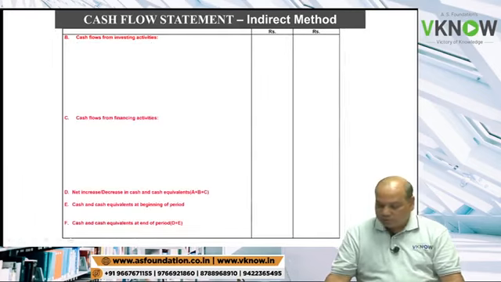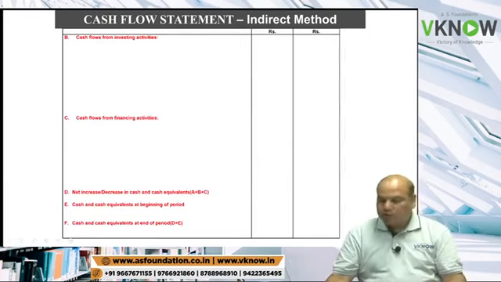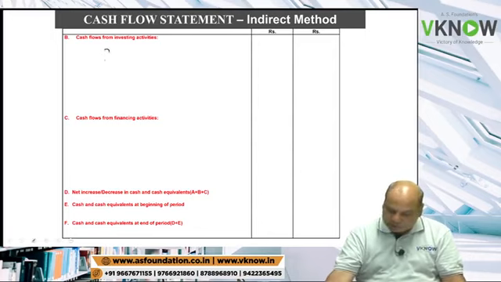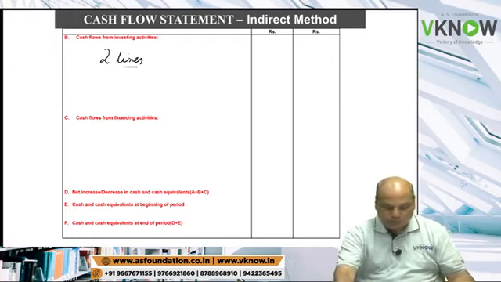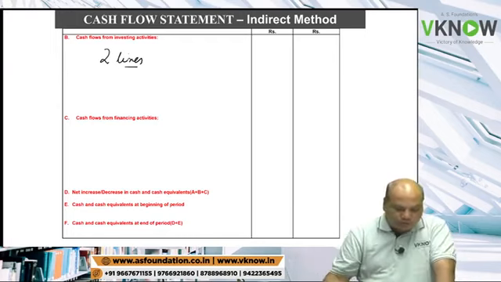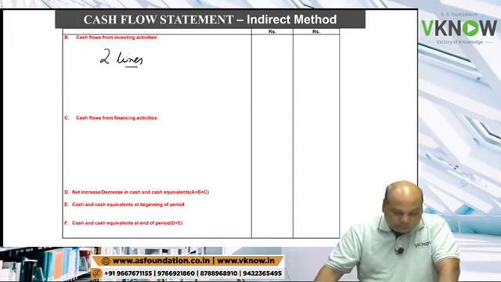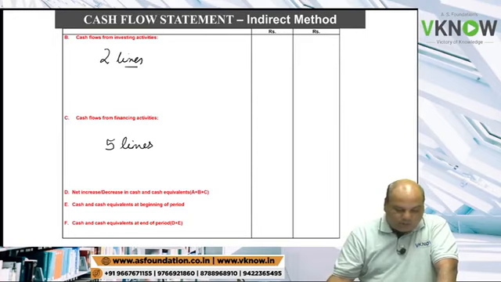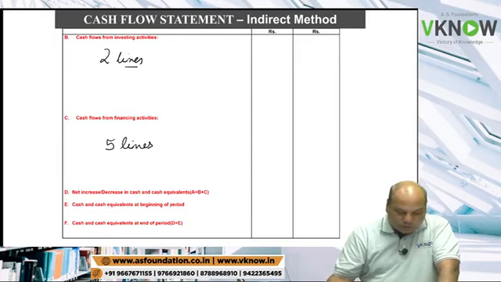After that, point number B, cash flow from investing activities, 2 lines blank. Point number C, cash flow from financing activities, 5 lines blank.